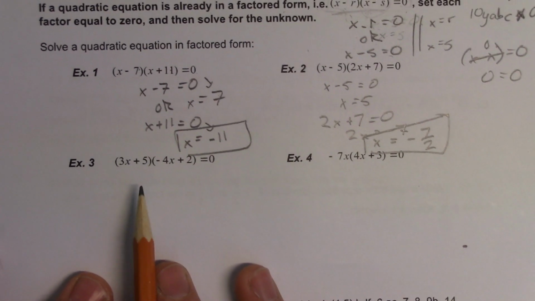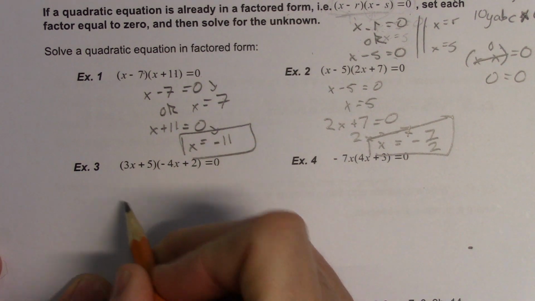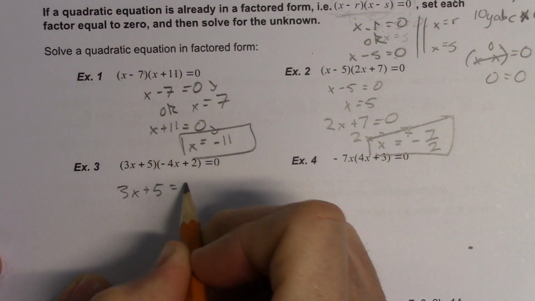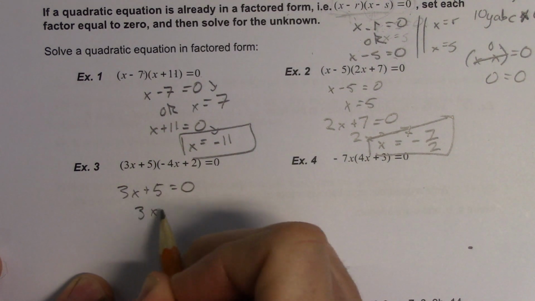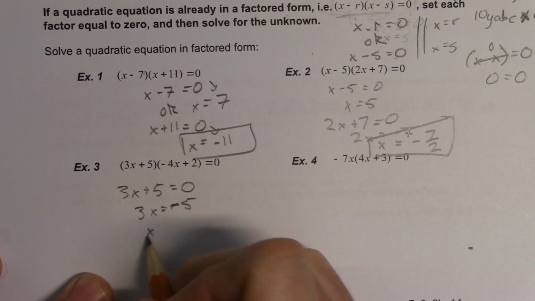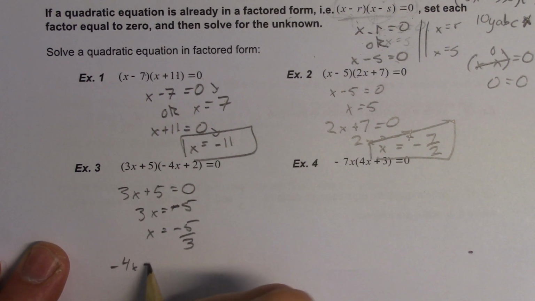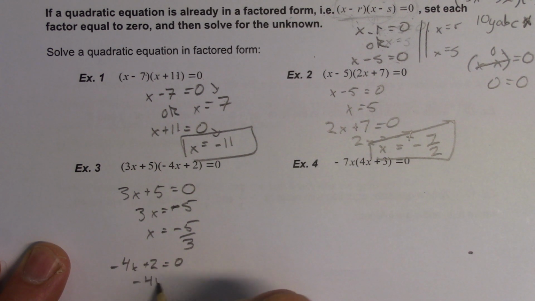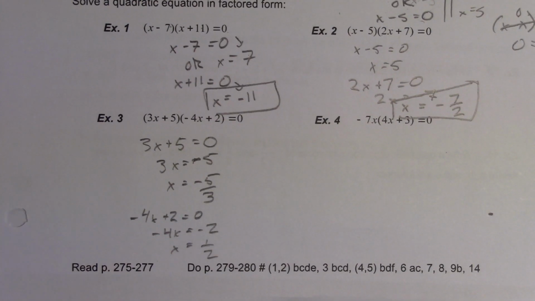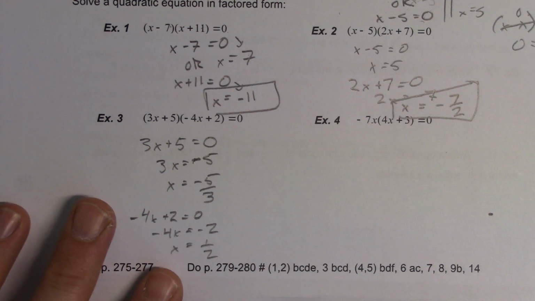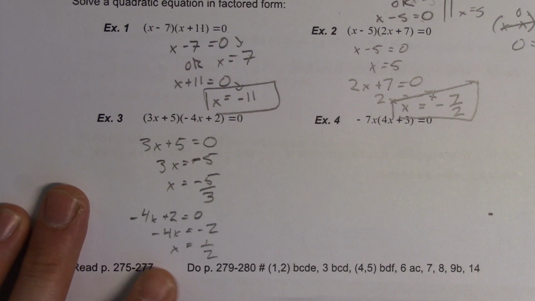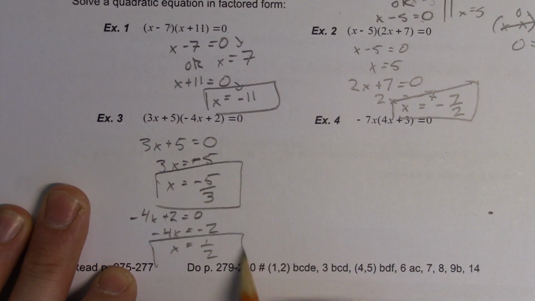All right. Next one. We got already nice and set up for us. It's already factored. Don't get used to this because you're not going to have questions like this very often. But we get 3x equals negative 5, and then x equals negative 5 over 3. Additionally, we have negative 4x plus 2 is equal to 0. Negative 4x is equal to negative 2. X is equal to 1 over 2. Any questions there? For the final answer, we would just box the x. Yep, that's the answer. Those are the roots right there.